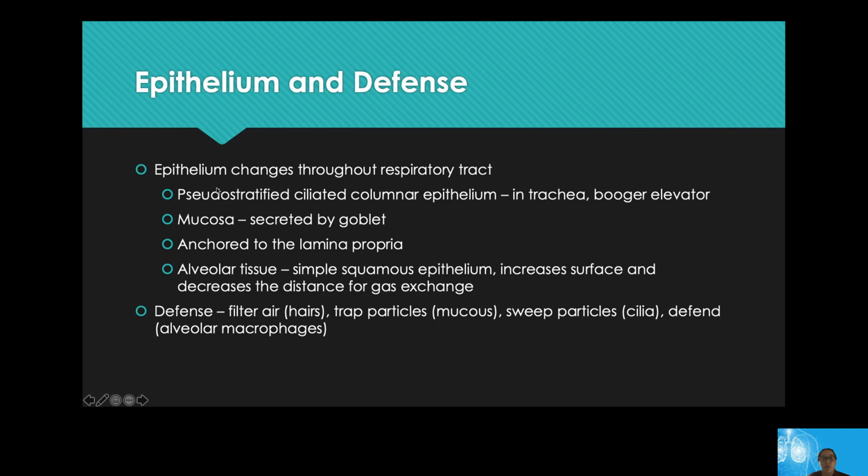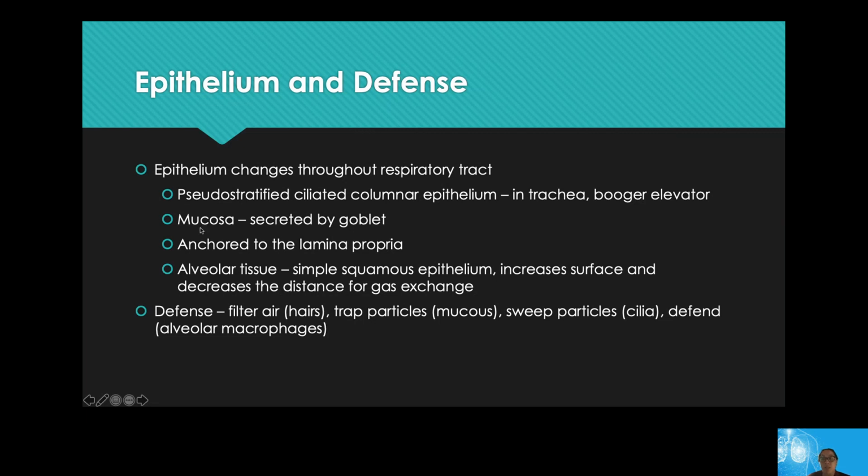Additionally, we know that the 3rd function of the respiratory tract was to defend the body against potential pathogens. So the respiratory tract has a different set of histology throughout the system. The epithelium changes throughout the tract, but there's actually a specialized type of pseudostratified ciliated columnar epithelium in the trachea, which acts like an elevator for the mucus. I kind of make jokes that it's the booger elevator, but it helps to push any trapped pathogens out of the system, and the person is encouraged to literally spit it out.